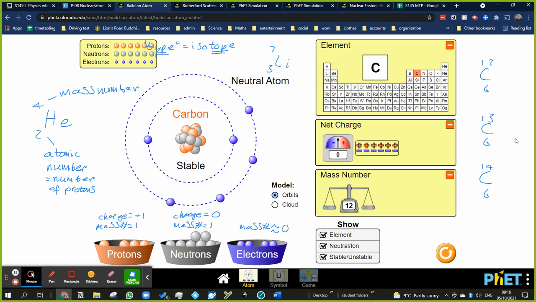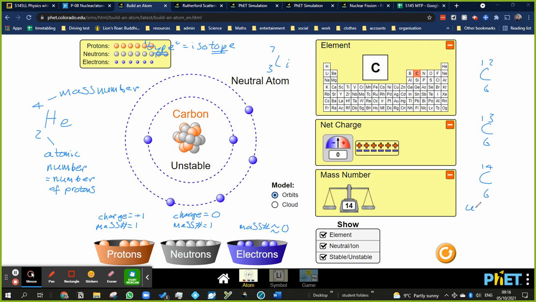Now, if I want to make that one, I have to add a neutron. Now it's carbon 13. It's stable. We haven't talked about what stable means yet. Right, I get up to this one, it now says it's unstable. So these are 3 different isotopes, and we can say that the 4th one is unstable.